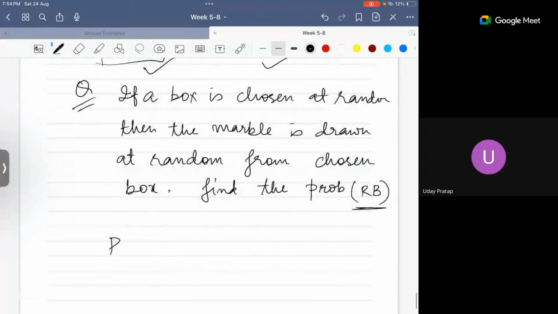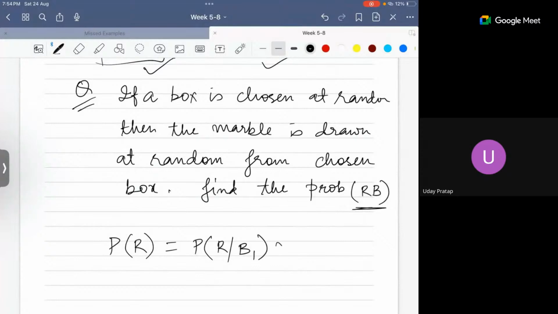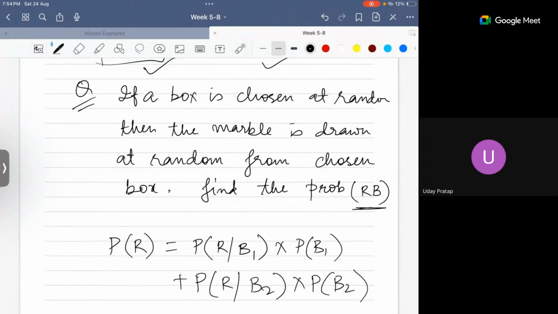Correct. So how will you calculate that? We will add both probabilities. Probability of red can come from where? Probability of red given B1 times probability of B1, plus probability of red given B2 multiplied by probability of B2. Correct. So this method you can use, right?